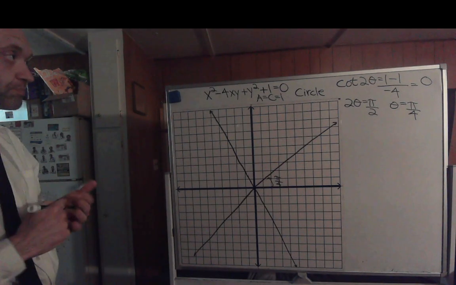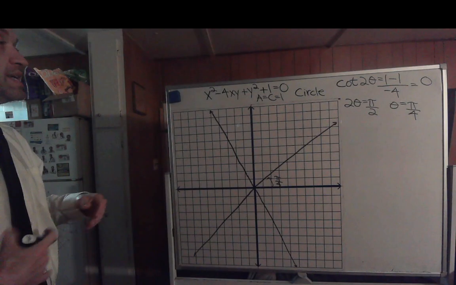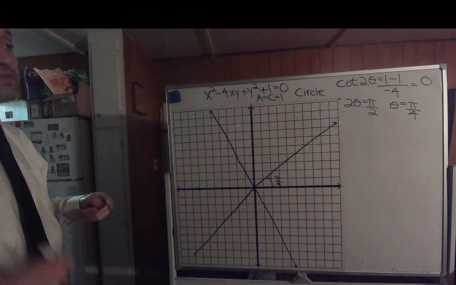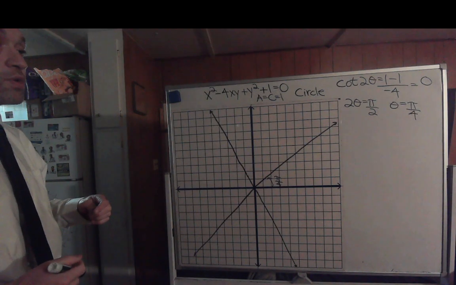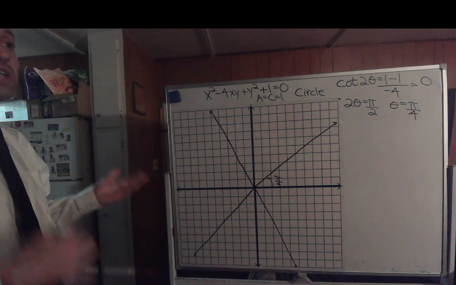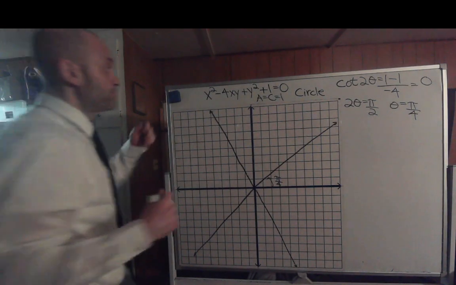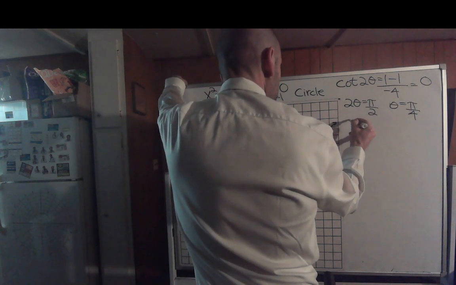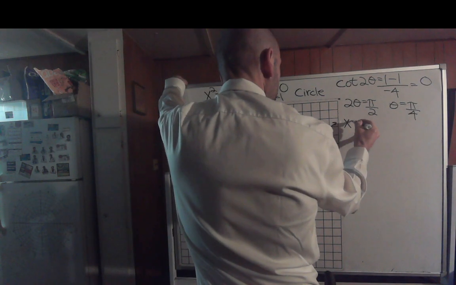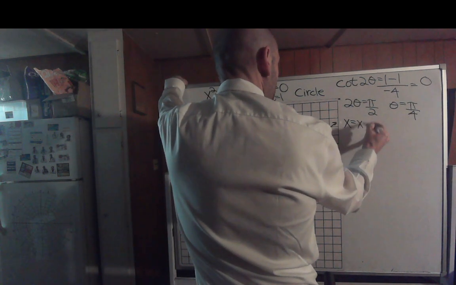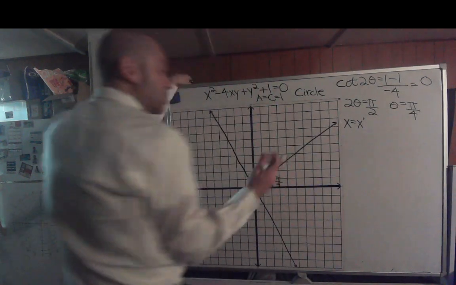Now, what we need to do is find, once again, values for x and y that will get us into the x prime, y prime plane. So x is going to equal, of course, x prime times the cosine of theta.